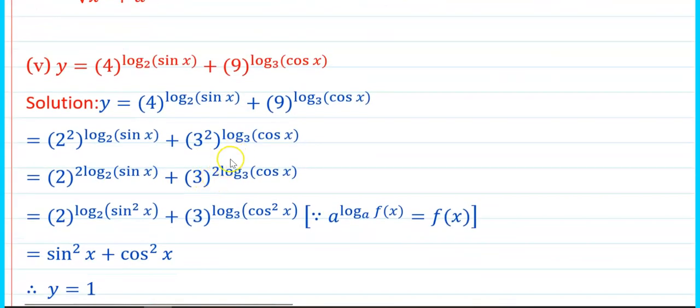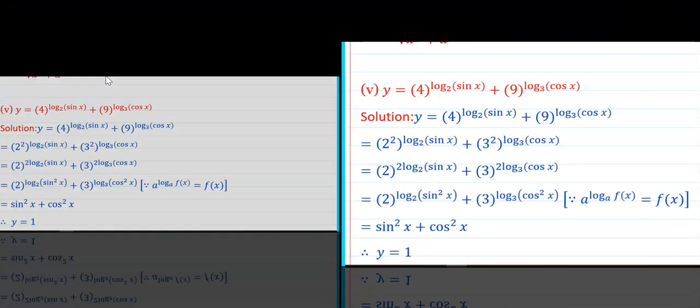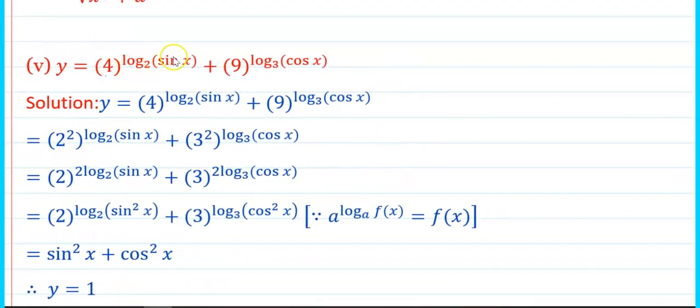Now the next problem is also very interesting. Okay, here that is y is equal to 4 raised to log of x to the base 2. Sorry, y is equal to 4 raised to log of sin x to the base 2 plus 9 raised to log of cos x to the base 3. Again, look here: here there is 2 and here 4, means what? 2 square. Here there is 3 and here 9, means what? 3 square. Again we write here this 4 can be written as 2 raised to 2, and the bracket is as it is, that is log of sin x to the base 2.